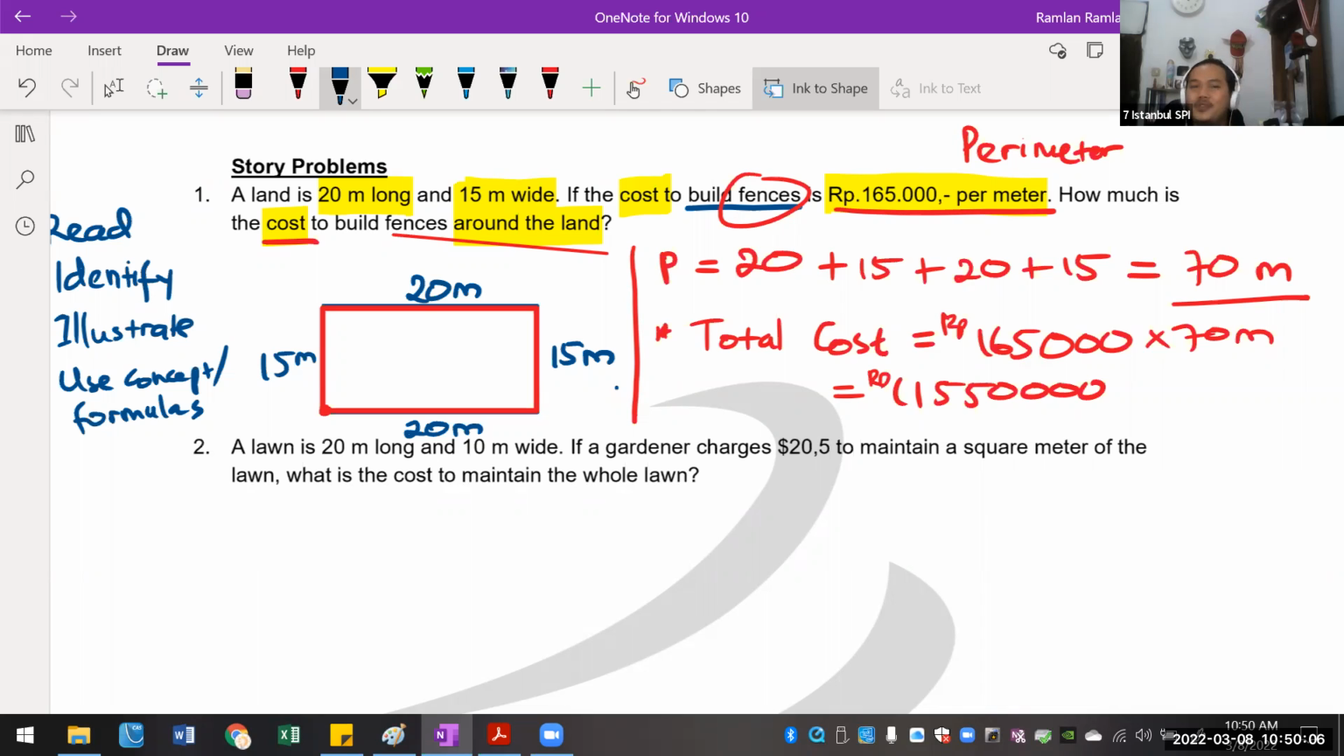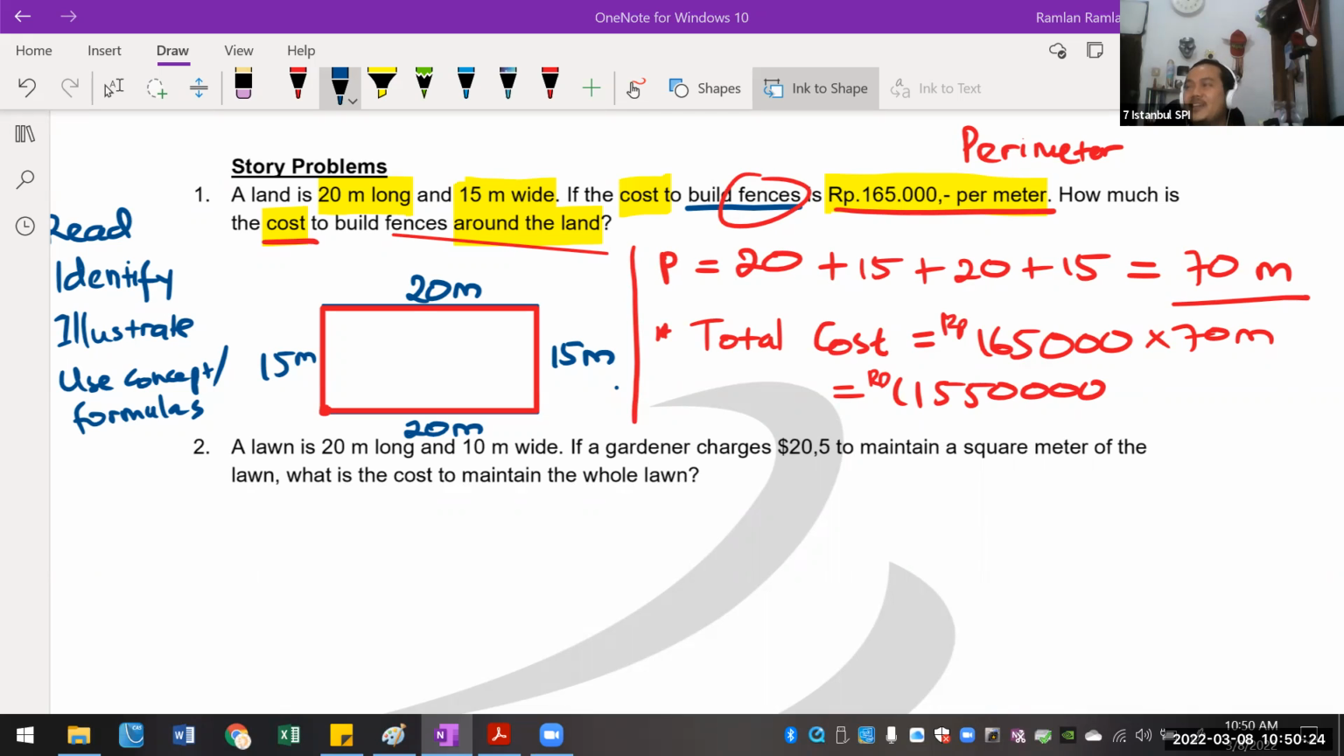Okay, so this is the first example. Anyone have any questions? For number one, it's quite easy, right? Please write this down, because I'm going to make sure that this type of question will come in the quiz. I will make sure 100% that this kind of question comes.